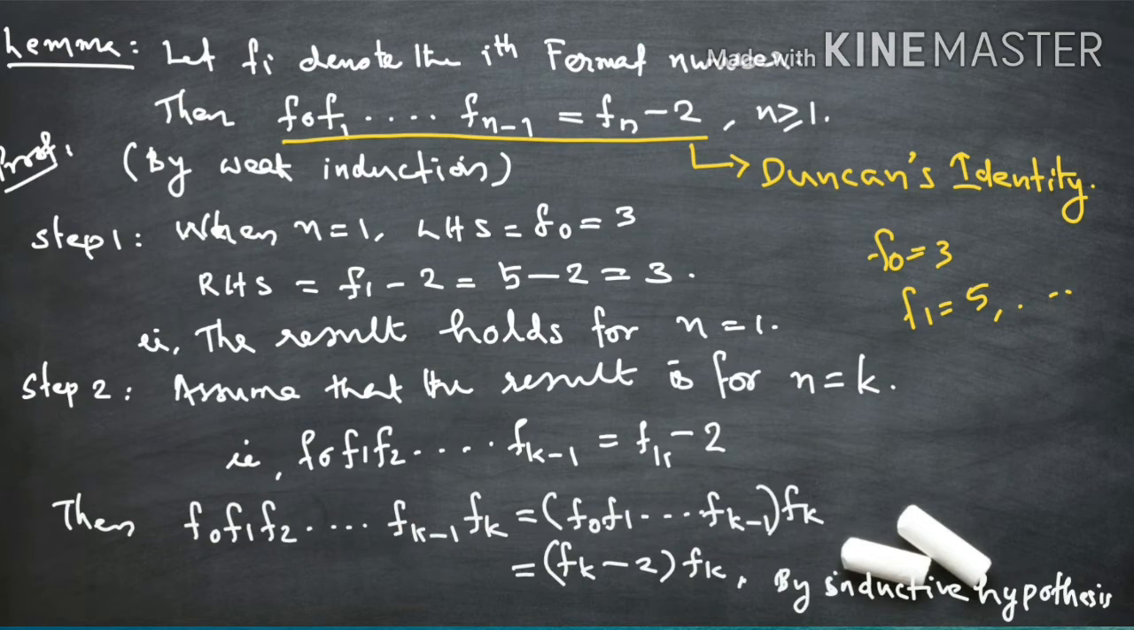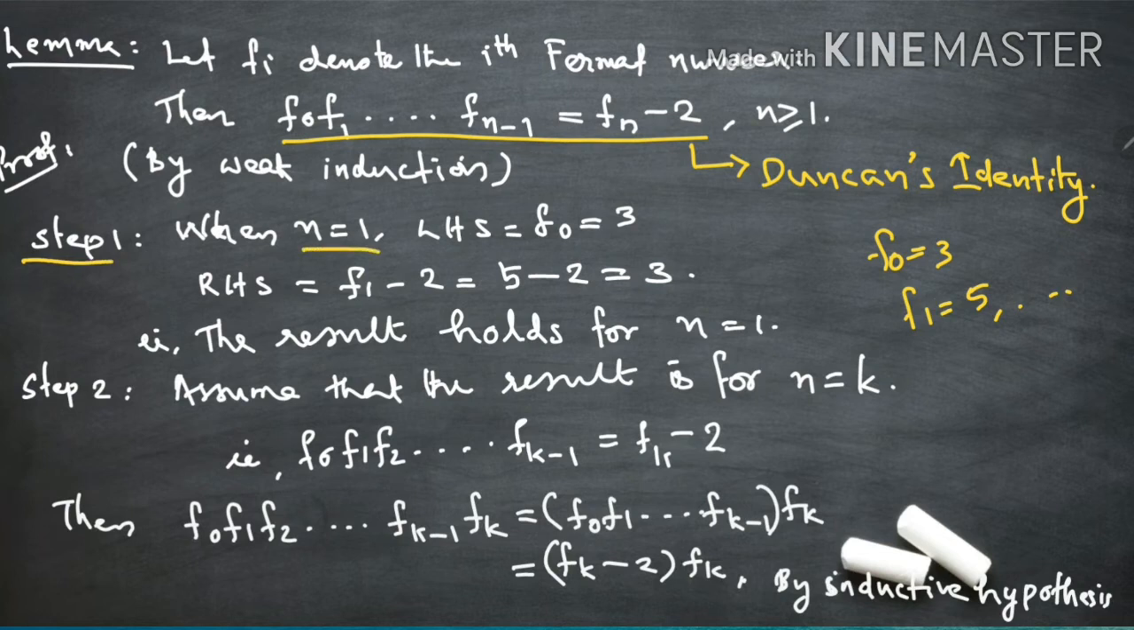That means first there is an initial step, where we prove that it is true for some fixed integer. Then we assume it is true for n equal to k, then we prove that it is true for n equal to k plus 1 also, then it will be true for every integer n greater than or equal to n naught. Here we are taking n naught as 1. So in the first step we prove that for n equal to 1 the result is true.